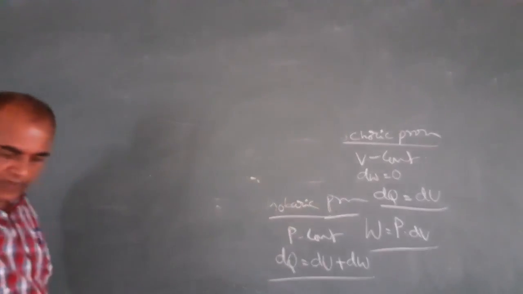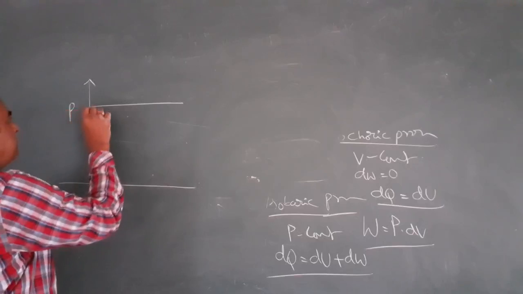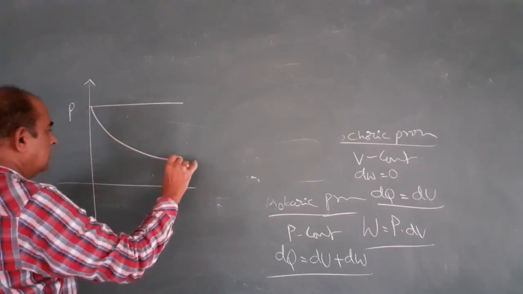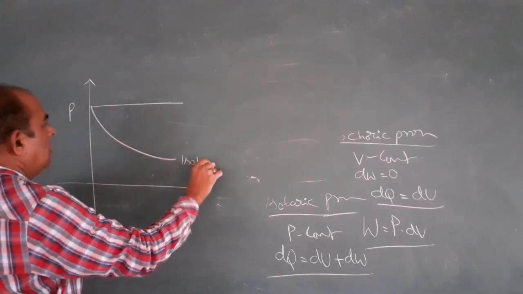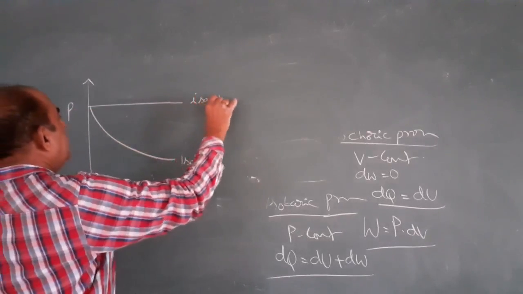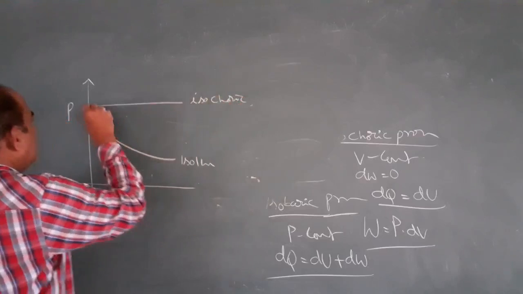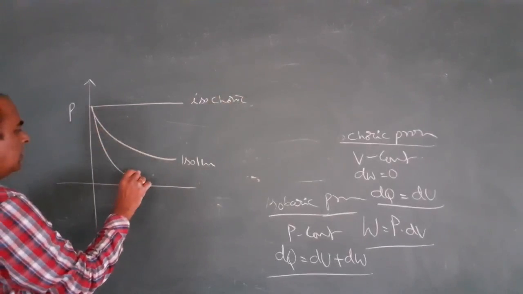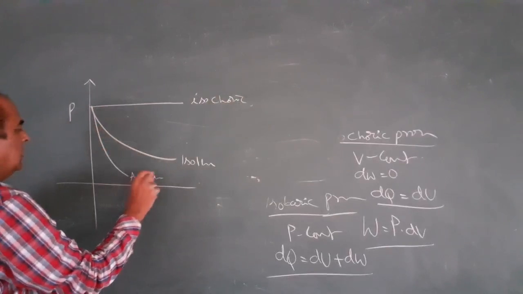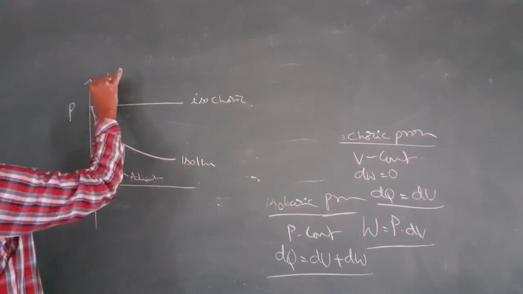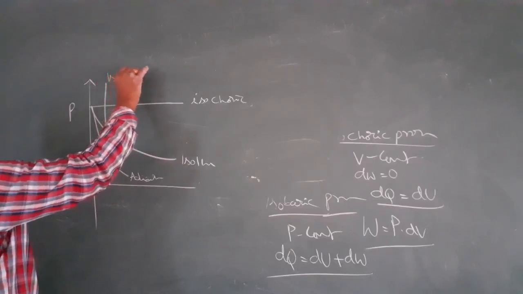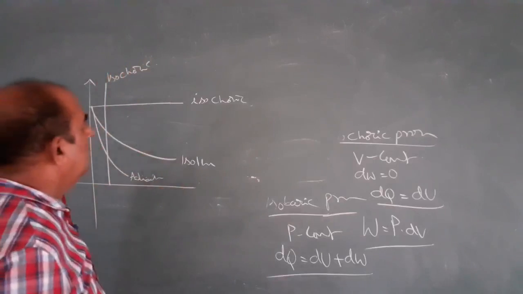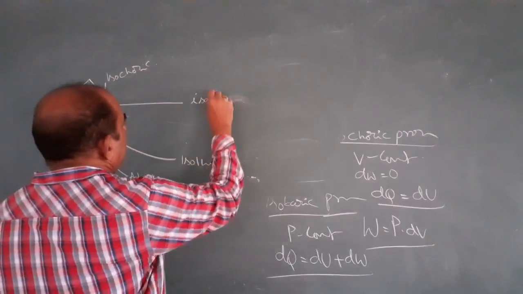And then one more. This is the graph for the processes: this is isothermal, isochoric, and this is adiabatic, and this one isochoric, this isobaric.